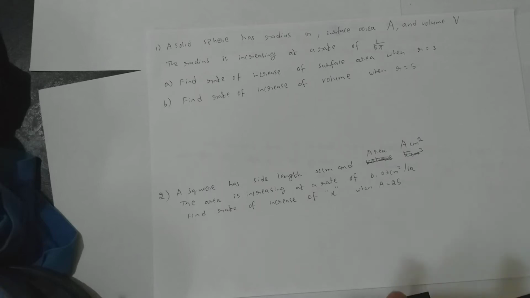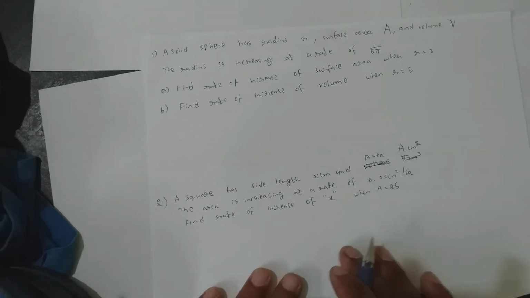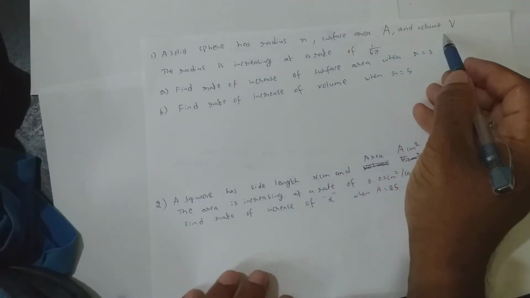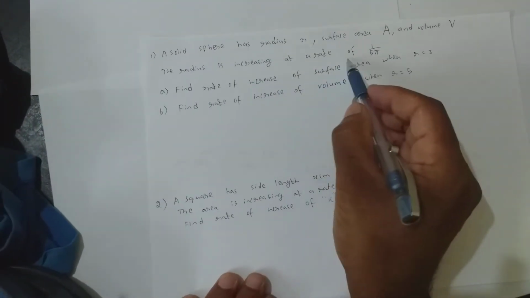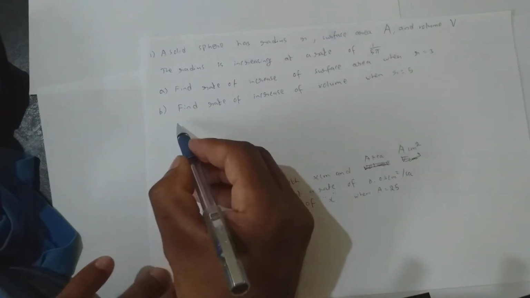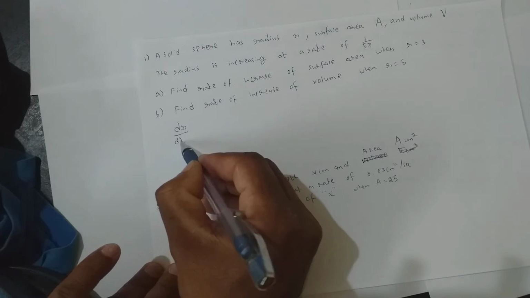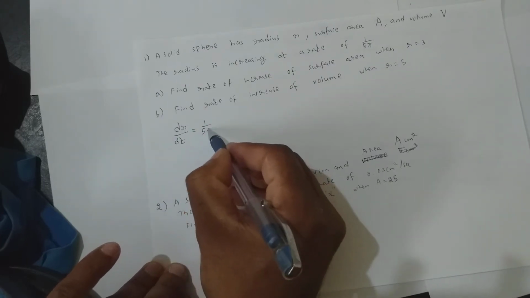Good morning, students. Let us look at rate of change sums. Read this question now. A solid sphere has radius r and surface area A and volume V. The radius is increasing at a rate of 1 by 5 pi. That means dr by dt is given to be 1 by 5 pi.